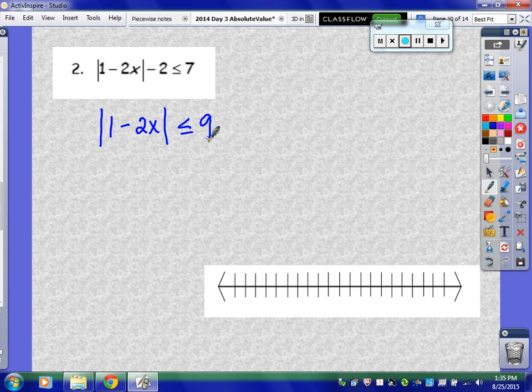Alright, it's a less than. Hopefully you're saying less than is and. Ands are sandwiched in between. So I'm going to sandwich my 1 minus 2x in between the negative value and the positive value. Alright, I've got to isolate that x, so I'm going to subtract 1. Here again, I'm going to do my bad math form. I'm just going to subtract 1 everywhere.